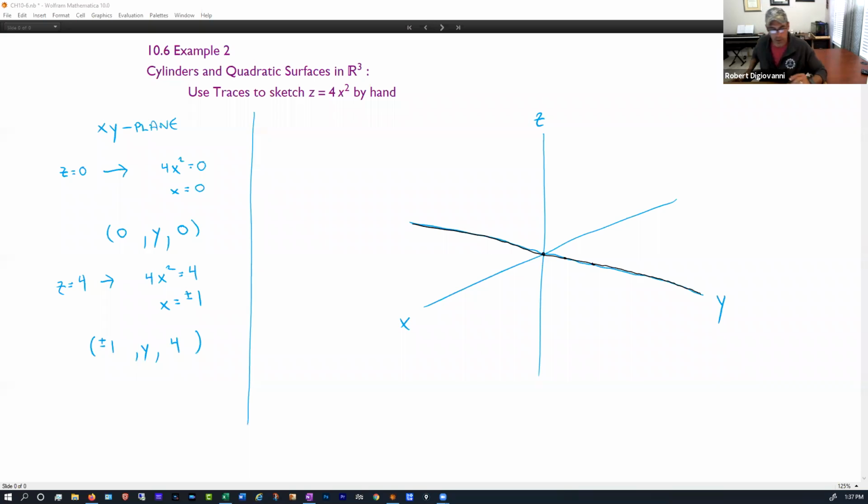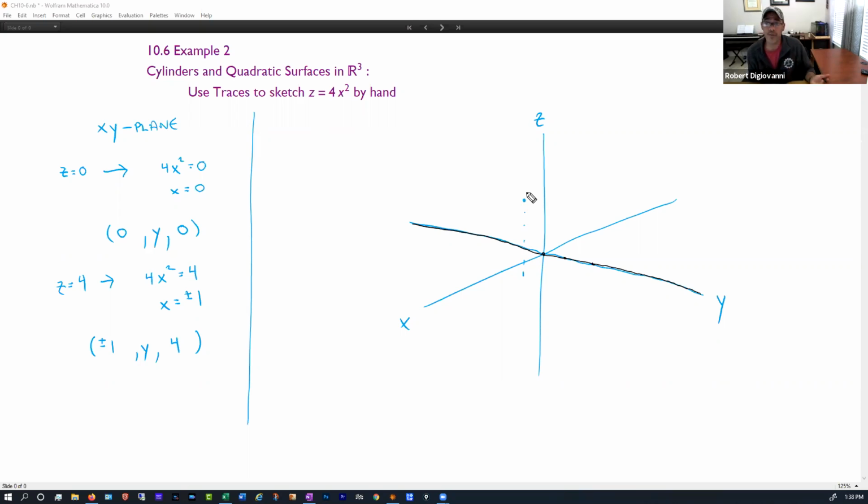Okay, so let me look at those. Let's start with X being positive one. So X is positive one, here's one. I have to go out one, and then my Z has to be four. So I have to go up four here, one, two, three, four. So here's where I am.